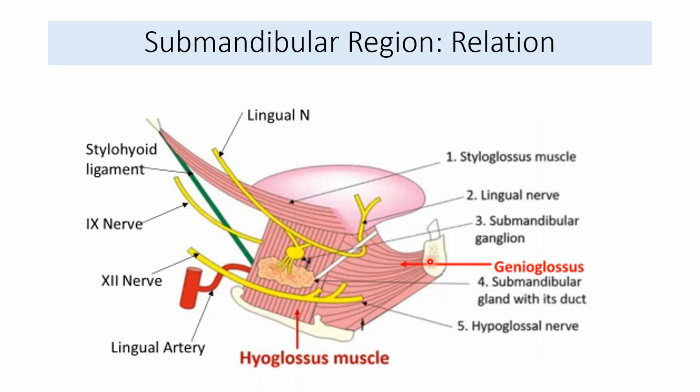Extending from the genial tubercle, which is on the inner aspect in the midline of the mandible, towards the tongue, these fibers are the genioglossus fibers, which you will again learn in detail when you will be doing the tongue.